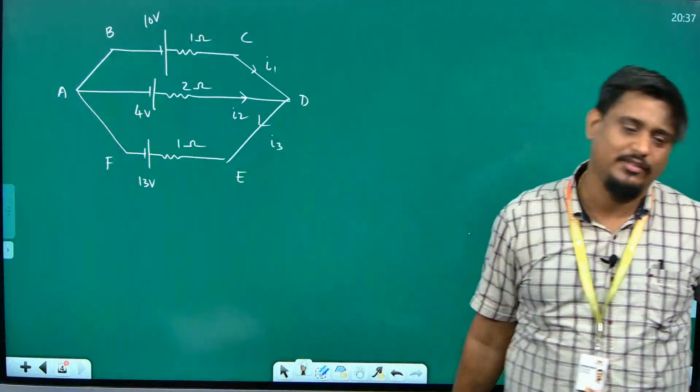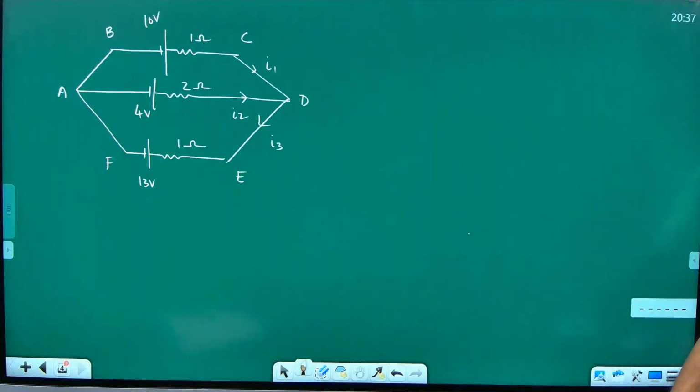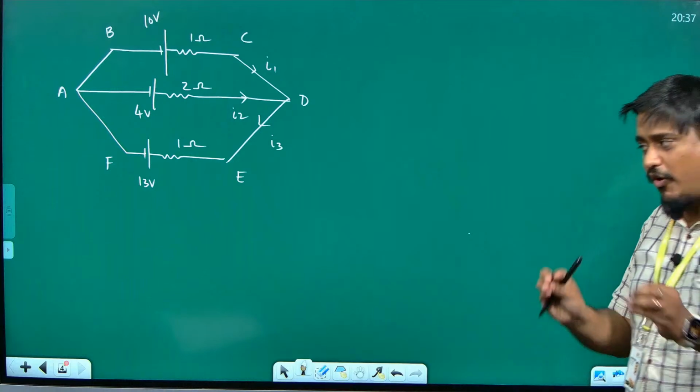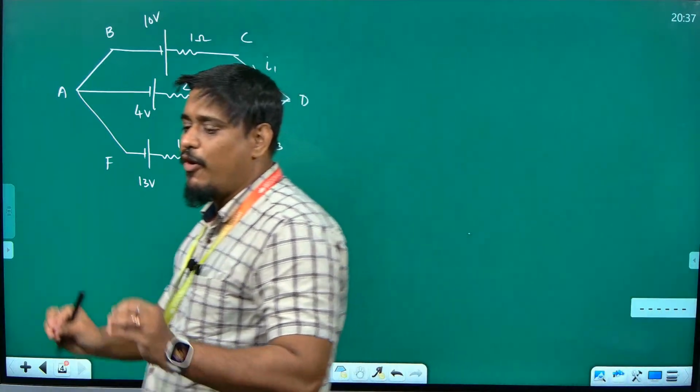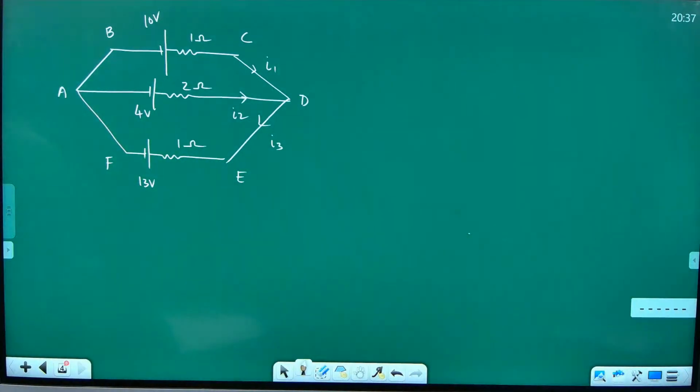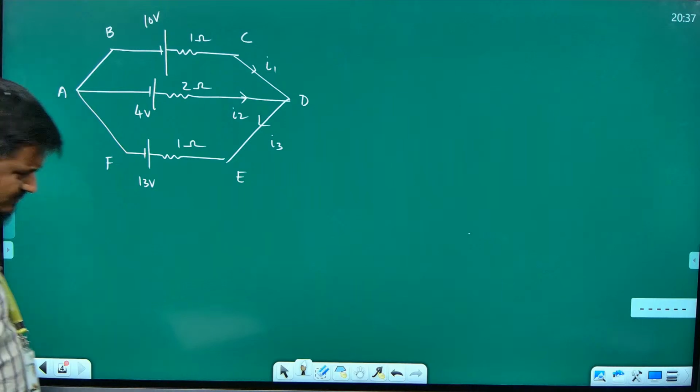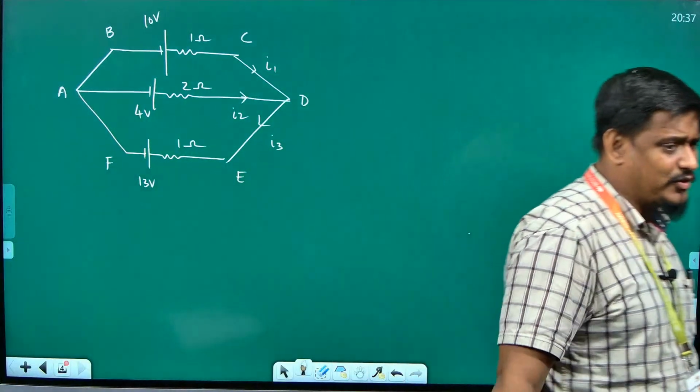Now solve this question fast. Patiently, with all your dedication, form the equations of loop and use junction law, because we again have I1, I2, I3, all three unknowns are there. Get the answer. Very similar question to the previous question. Solve it.